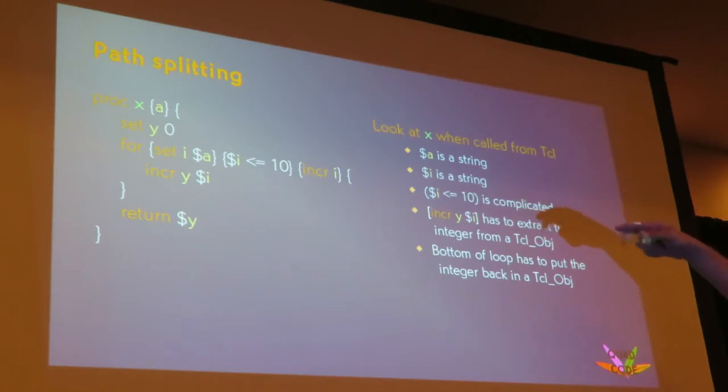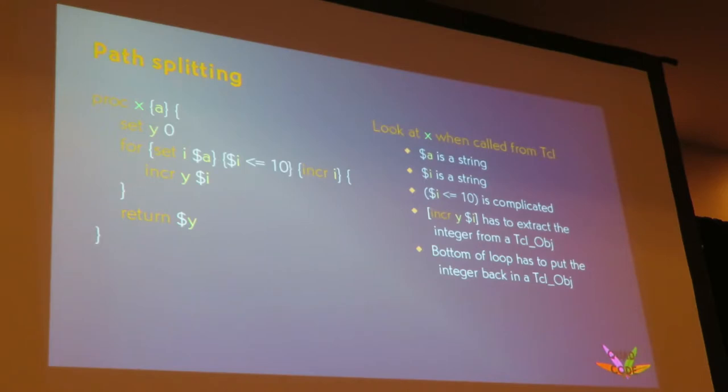So I come in and I set I to A, it's a string. I less than or equal to 10, that's complicated. Because if it's an integer, we'll compare it as an integer. If it's a double, we'll promote that 10 to a double and compare it as a double. If it's a string, then we'll stringify that 10 and compare it. And if it's a string like 0y, that's going to give some surprising results compared with, say, a hex constant. That ordering actually is not an ordering.